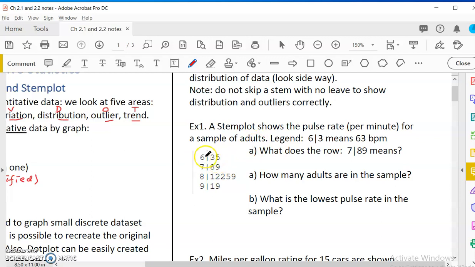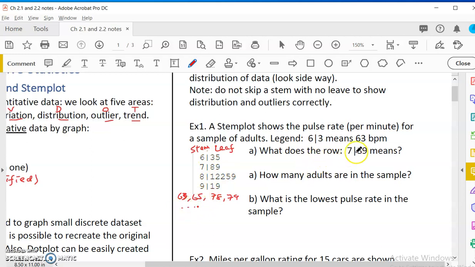So what do they mean? If I see 6, so this is a legend. 6|3 means 63 BPM. So the way you read it is 63 and 65. If you are to rewrite the data out, you say 65, 63, 65, and then 78, 79. So 7 is called a stem. The last digit is called the leaf. You write the leaf once only. So each digit here represents one data, right? And then you go on.